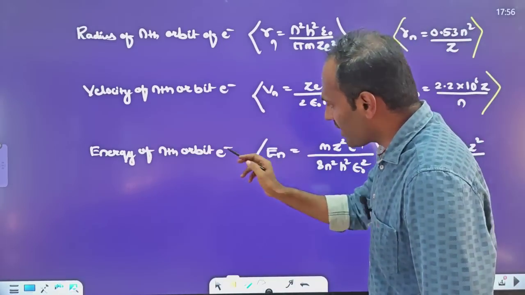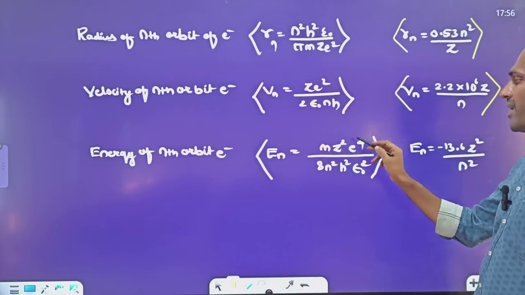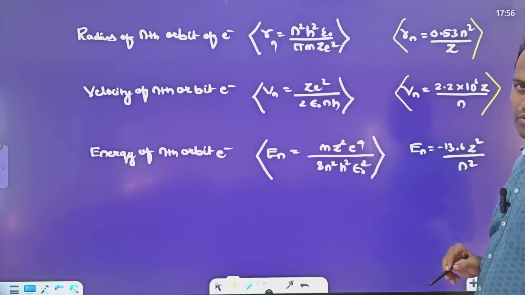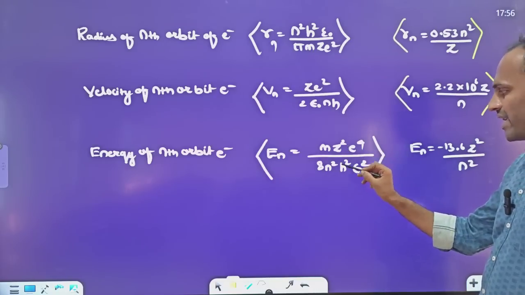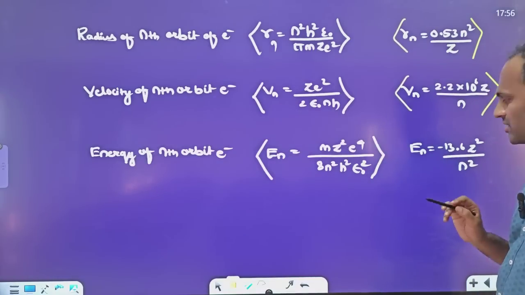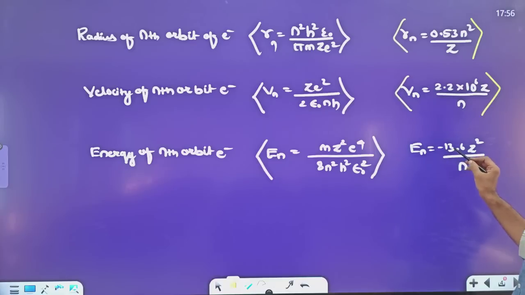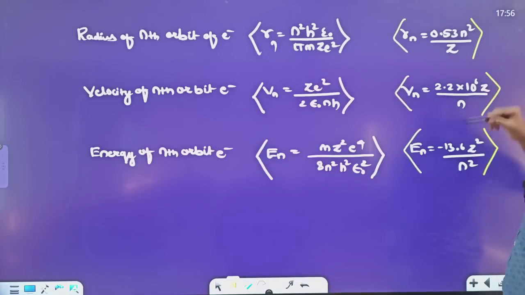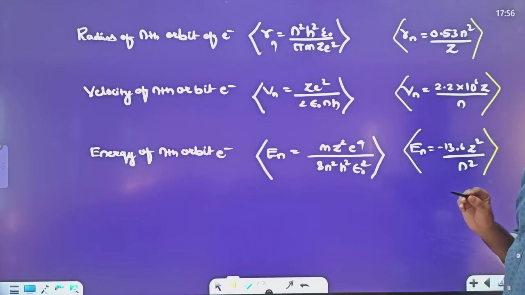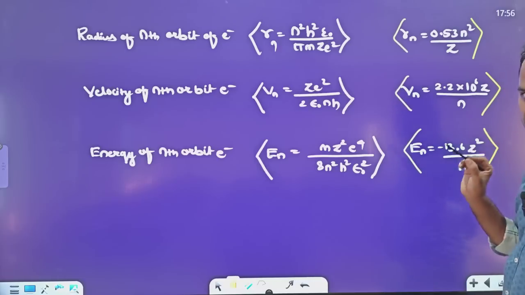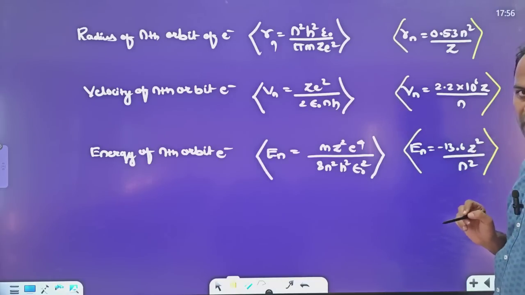Next, the energy of the nth orbit electron is m z square e raised to 4 divided by 8 n square h square epsilon naught. Here also z square and n square are the variables, and the rest are constants. If I substitute all those things, I will get minus 13.6 z square divided by n square. This is the energy of the nth orbit electron, right? You use these formulas to calculate radius, velocity or energy.